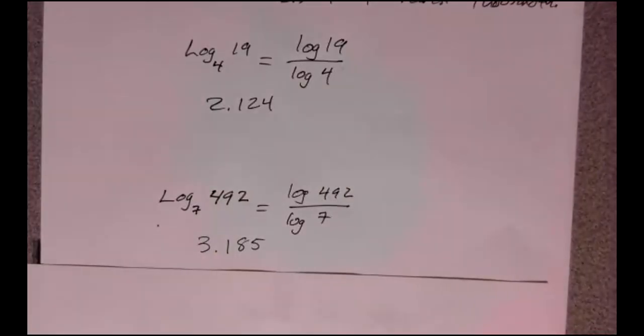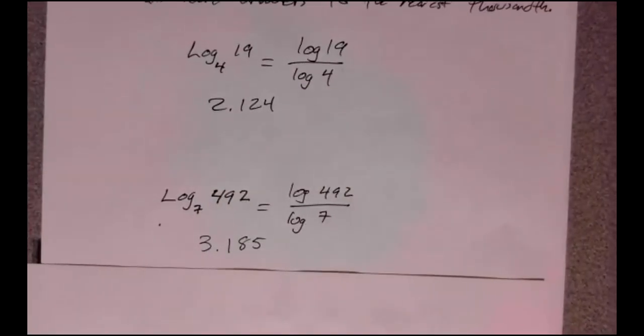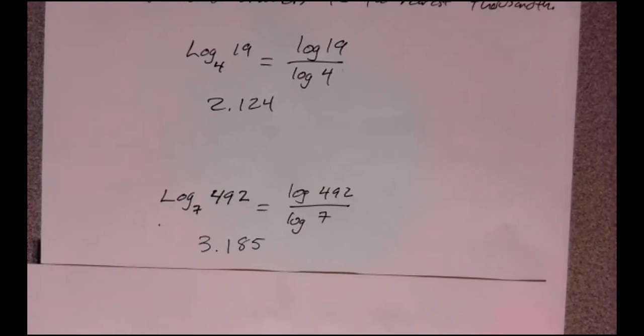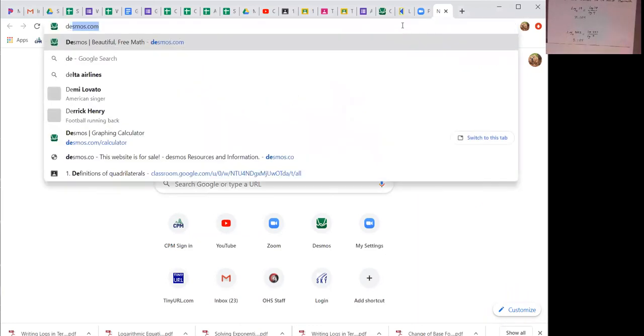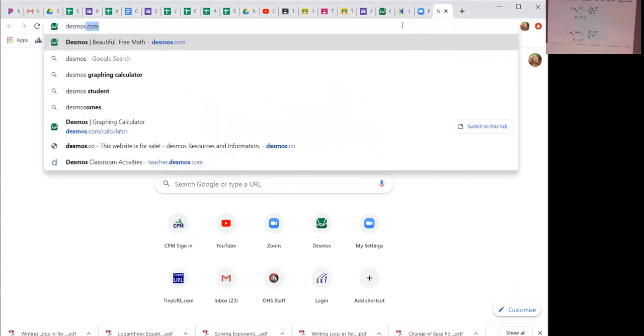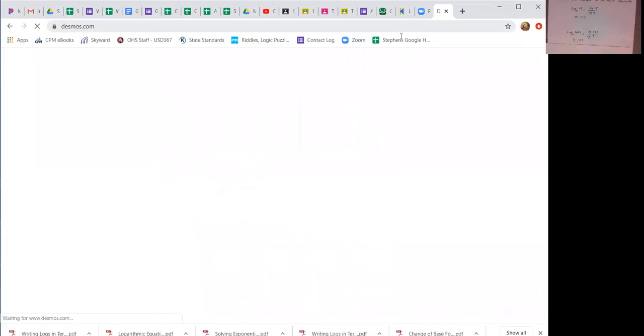Now, you're probably thinking, Mr. Steven, I don't have one of those calculator things. So what do I do? Great. So when you're dealing with something like this, my suggestion is to go into Desmos, right? So here we are. I'm going to go to desmos.com and start graphing.